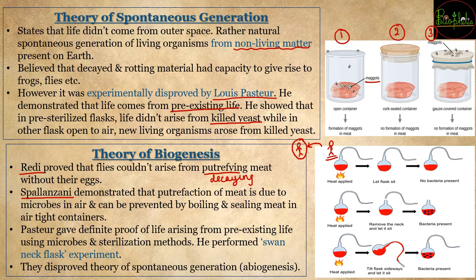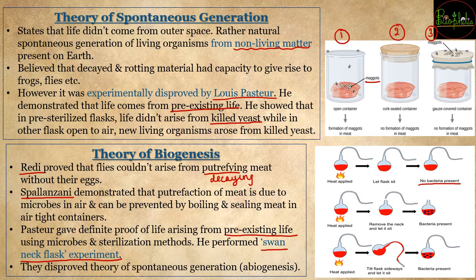Then Pasteur, that is Louis Pasteur, gave a definite proof about life arising from pre-existing life. He conducted the experiment which he named the swan neck flask experiment. Since the flask that he used had a kind of swan neck, the experiment was named after that. Now how was the experiment conducted? He took a flask, kept some broth or any kind of liquid inside, applied heat, and kept the flask open. Since it was heated, there was no bacteria found.